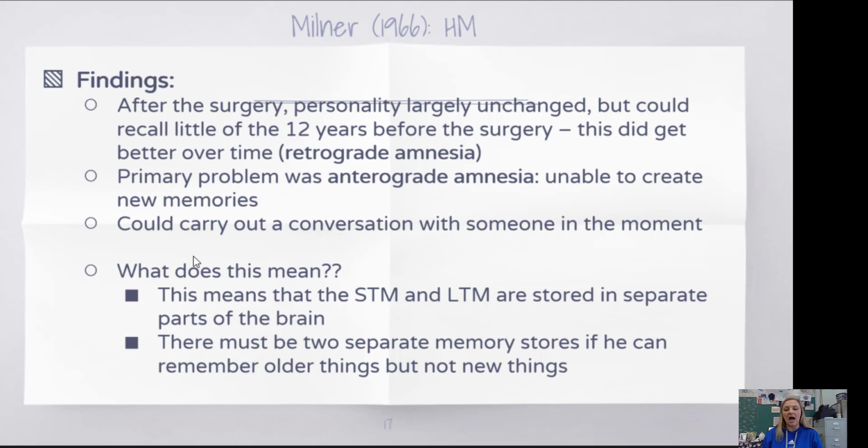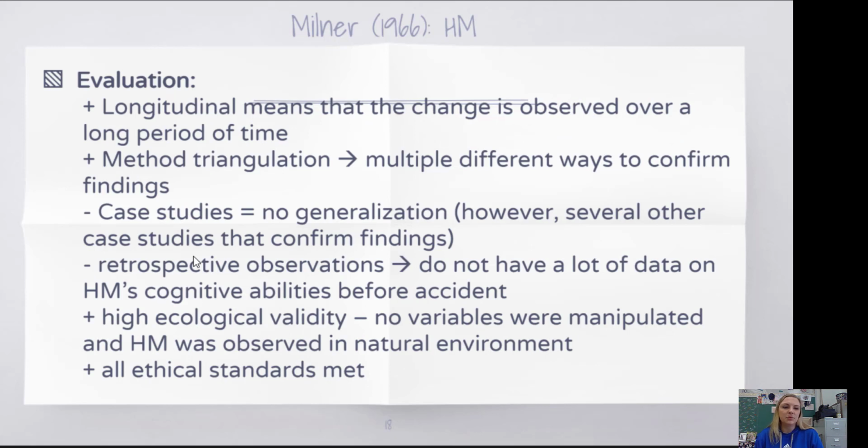Because HM was not able to create the new memories, nothing was being transferred to that long-term memory. And so we know that short-term memory must happen somewhere else. It must be separate from long-term memory. It also tells us that the hippocampus probably has something to do with moving information from the part of our brain that controls short-term memory to our long-term memory storage. So, some evaluation of this research study.